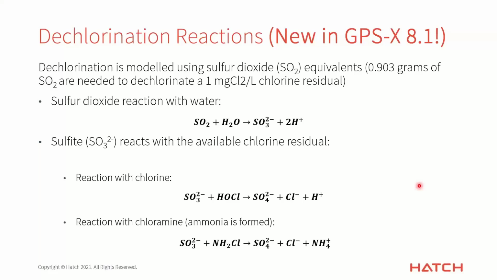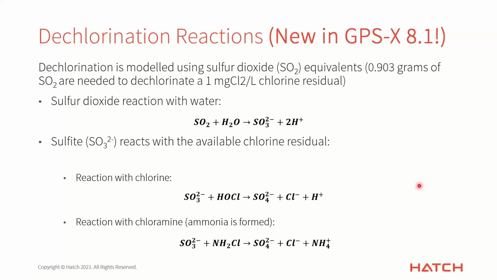So getting into it here, you can see dechlorination is actually a fairly simple process. It's modeled using sulfur dioxide equivalents just because sulfur dioxide is the most common dechlorination chemical. So when you add sulfur dioxide to water, it reacts with the water to make the sulfite. And then this sulfite is actually the thing that reacts with the available chlorine residual.